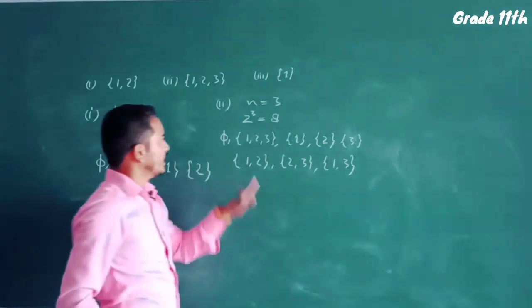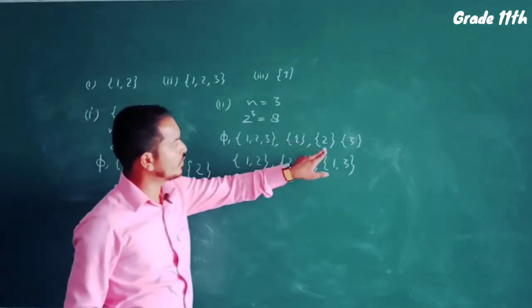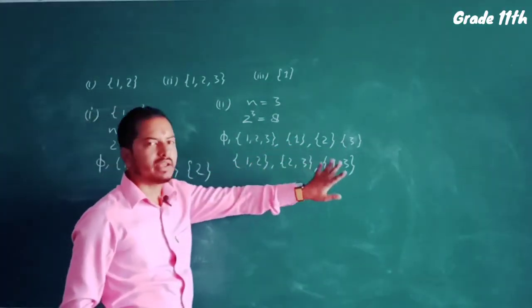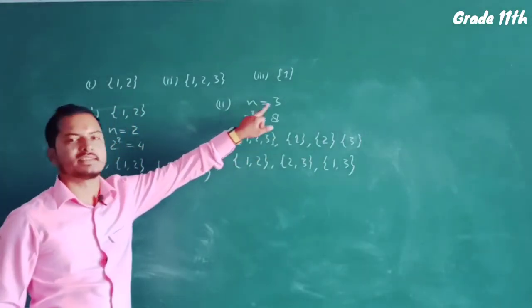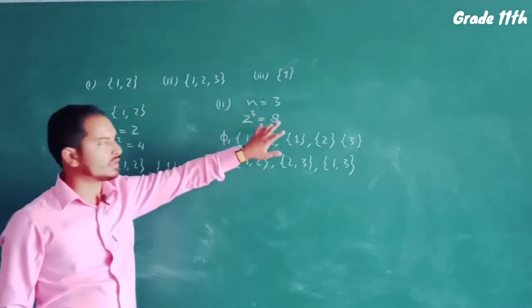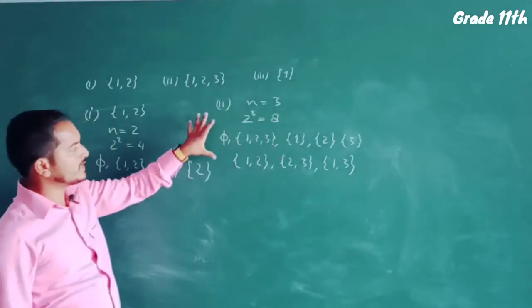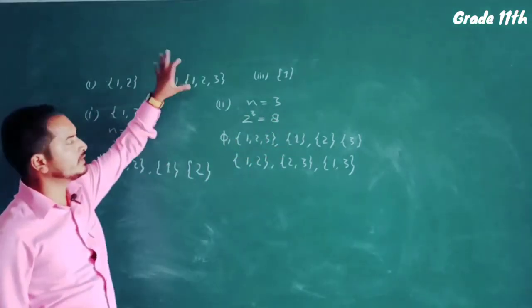How many are these? Count them: 1, 2, 3, 4, 5, 6, 7, 8. 2 to the power 3 is 8. If the number of elements is 3, then there will be 2 to the power 3, which means 8 subsets. We have listed all the subsets for this set.